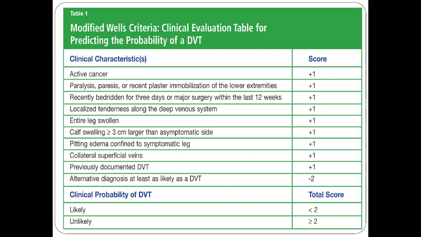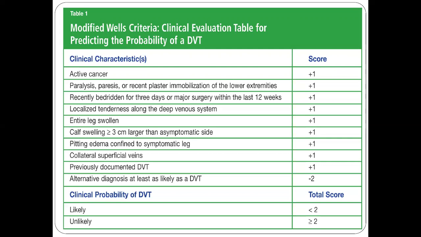Coming to modified Wells criteria, the clinical characteristics such as active cancer, paralysis, paresis, or recent plaster immobilization of the lower extremities, recently bedridden for 3 days or major surgery within the last 12 weeks, localized tenderness along the deep venous system, entire leg swollen, calf swelling more than or equal to 3 cm larger than the asymptomatic side, pitting edema confined to the symptomatic leg, collateral superficial veins, previously documented DVT, alternative diagnosis at least as likely as a DVT.